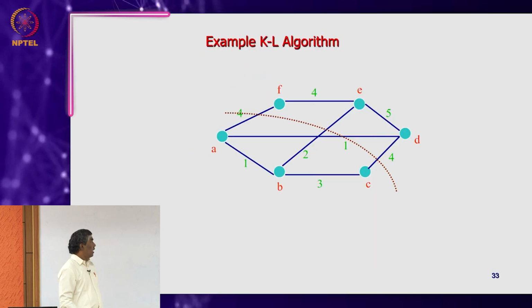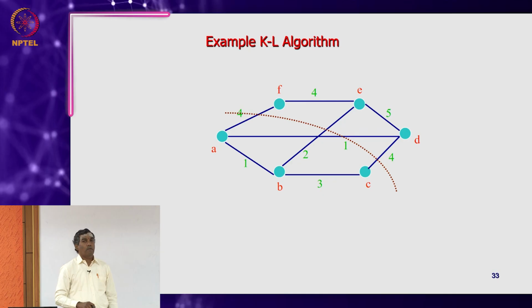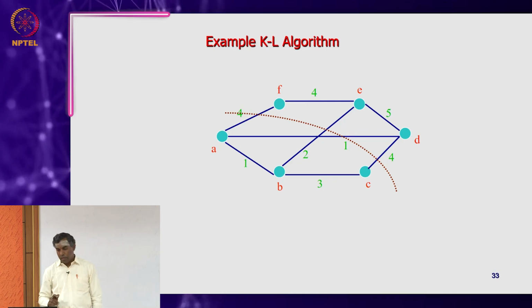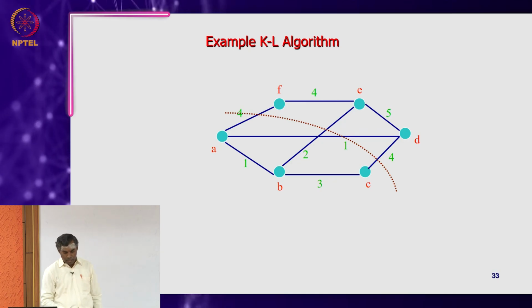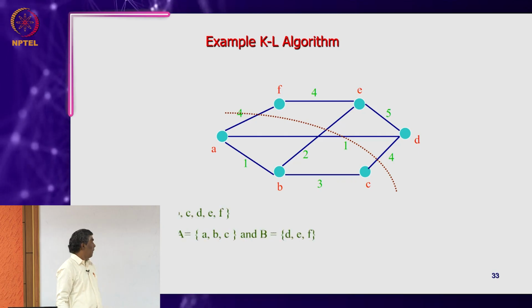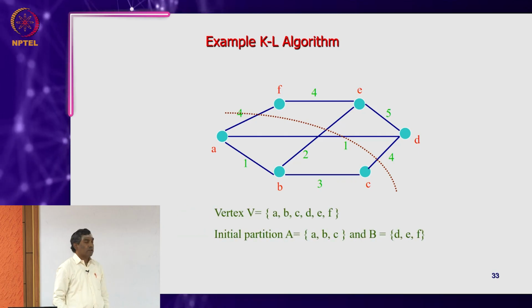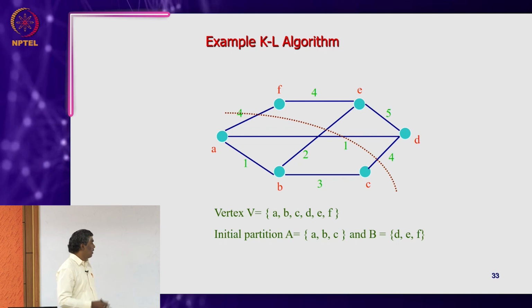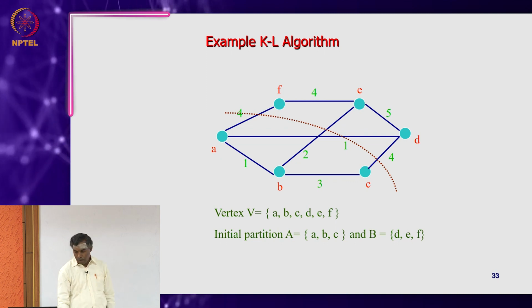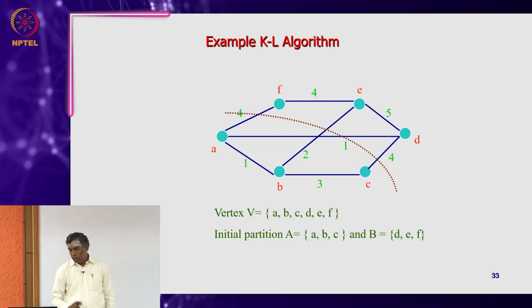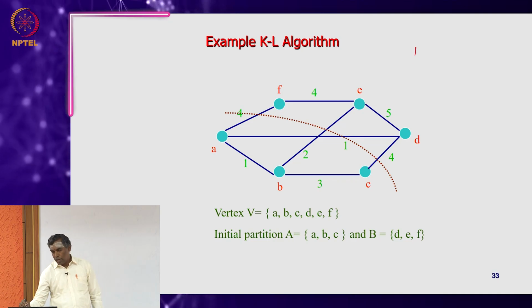Let us look into a small example, probably I'll wind up on that. This is my graph. So my set A consists of A, B, C, and set B consists of the rest. Probably we will calculate the internal cost. So what is I of A?